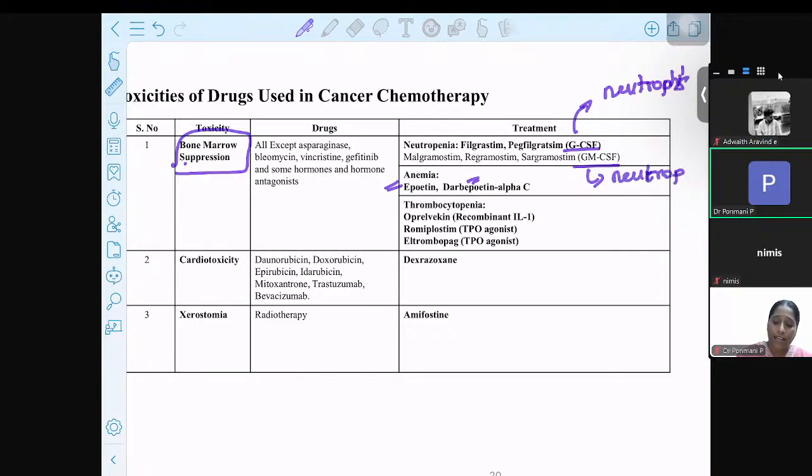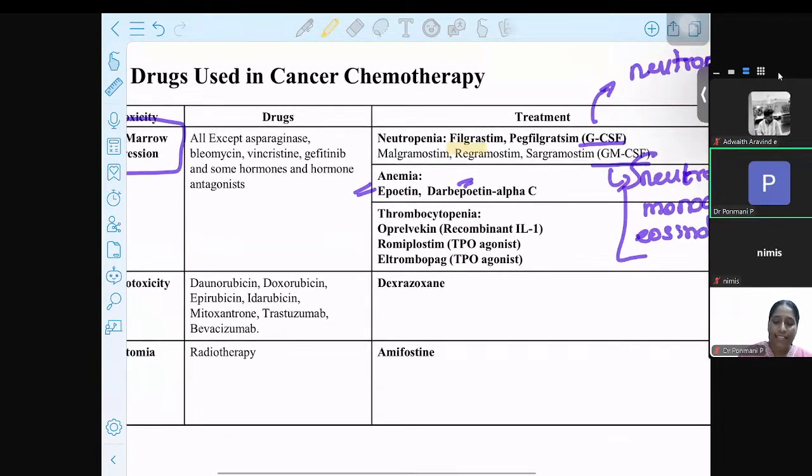In addition to that, it increases monocytes and eosinophils also. All these can be increased when you give GMCSF. Under GCSF, you have two drugs, filgrastim and the pegylated form of filgrastim, which is pegfilgrastim. Under GMCSF, you have molgramostim, regramostim, and sargramostim. For thrombocytopenia, what do you give? You can go for TPO agonists, that is, thrombopoietin agonists, which are romiplostim or eltrombopag, or you can give recombinant IL-11, which is oprelvekin.